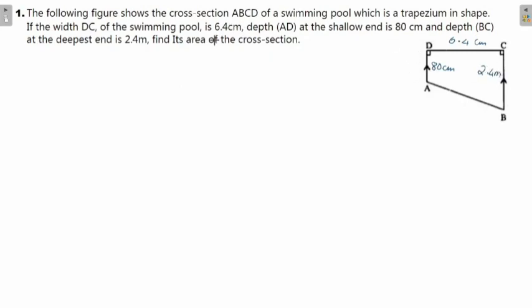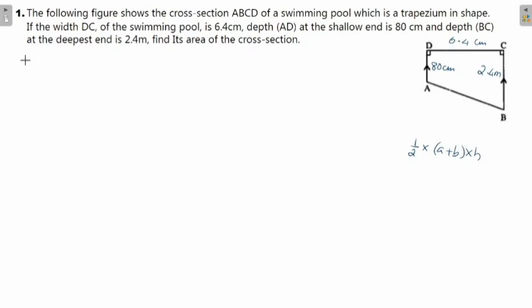Now what you need to do is find the area of the cross section. Remember the formula is half into A plus B into H. This is the formula for finding the area of the cross section, and you know the cross section is in trapezium shape. So let's find what A, B and H are here.